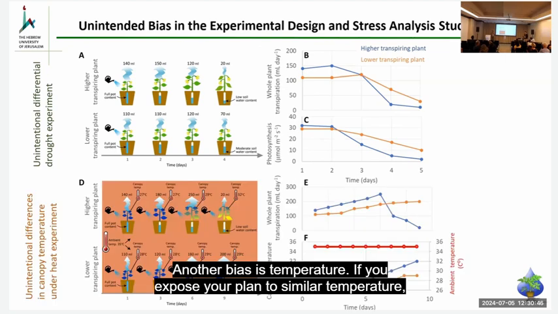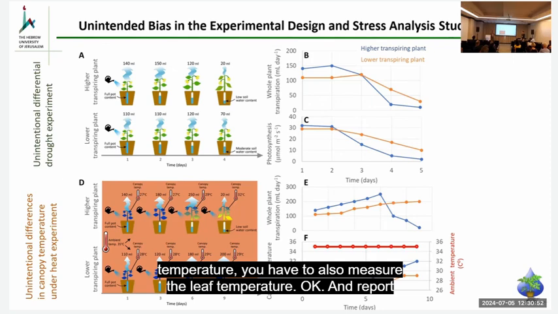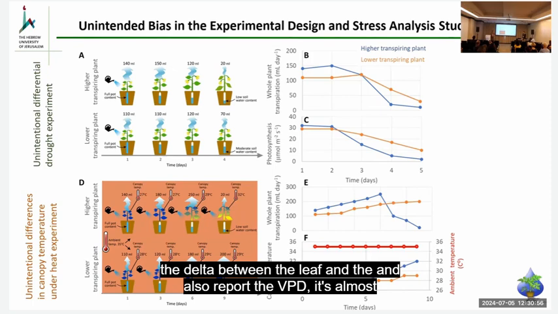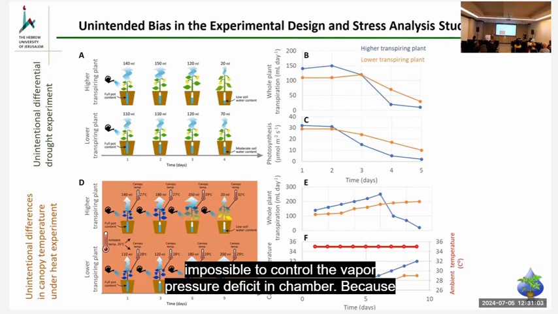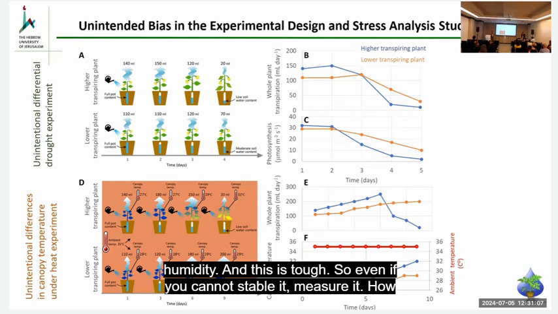Another bias is temperature. If you expose your plants to similar temperature, like in this experiment to 35 degrees, it's not enough to measure the chamber temperature. You have to also measure the leaf temperature, okay, and report the delta between the leaf and the air, and also report the VPD. It's almost impossible to control the vapor pressure deficit in a chamber, because when you change the temperature, you also have to change the relative humidity. And this is tough. So if you cannot stabilize it, measure it.